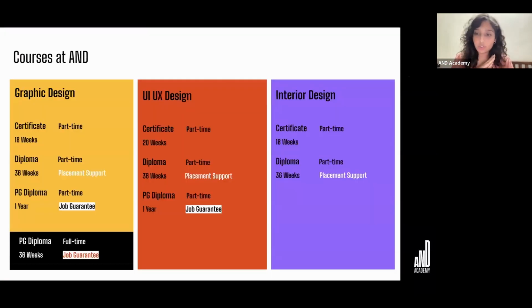We steer away from traditional models of learning by optimizing for accessibility and convenience so that you can learn and work together. Our courses are stackable, so you begin from the very fundamentals of design. You can start with a certificate, and once you finish your certificate, you can choose to move forward to a diploma and a PG diploma. Today, this webinar is led by our head of academics and our course managers for interior and graphic design, as I mentioned.